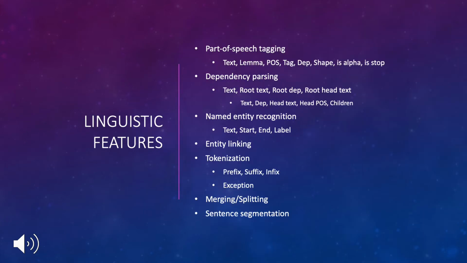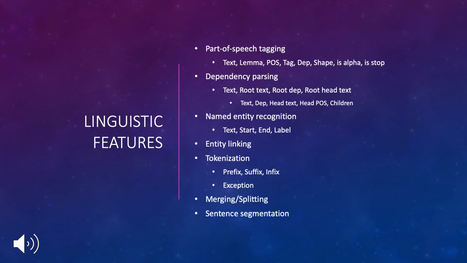There are 7 major aspects of the linguistic features of spaCy. They are part of speech tagging, dependency parsing, named entity recognition, entity linking, tokenization, merging and splitting, and sentence segmentation. Some of these aspects have their own components. Part of speech tagging consists of text, lemma, part of speech, tag, dependency, shape, is alpha, and is stop.